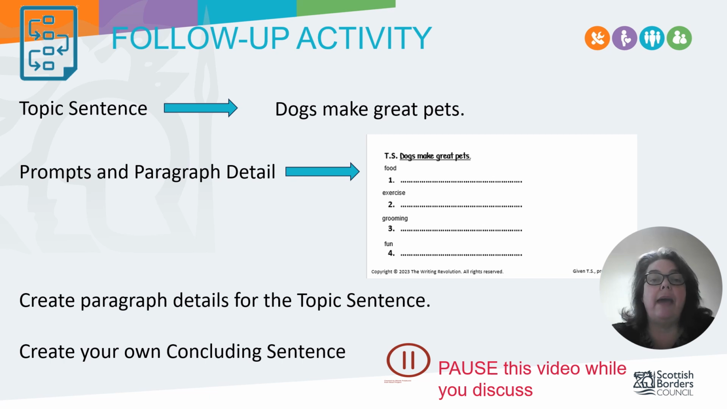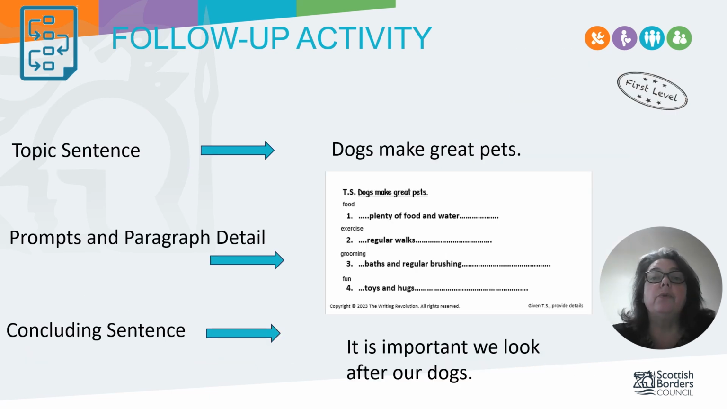Dogs make great pets. Remember, at this stage it's just notes you are creating, indicated by the dotted lines on this paragraph outline. The only complete sentence in the plan should be the topic sentence and the concluding sentence. Continue when you're ready. At this stage, it is only an outline of what will be included in the paragraph, and as has already been said, it's not always necessary to turn every paragraph outline into a complete paragraph.